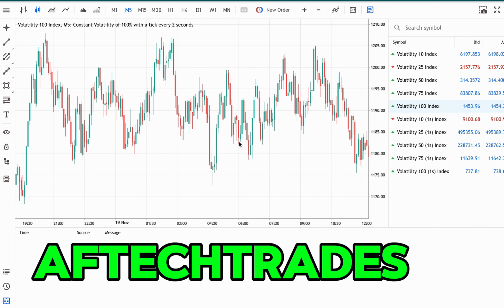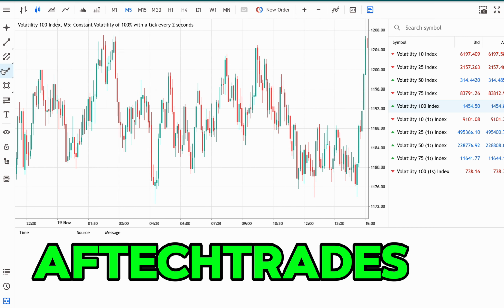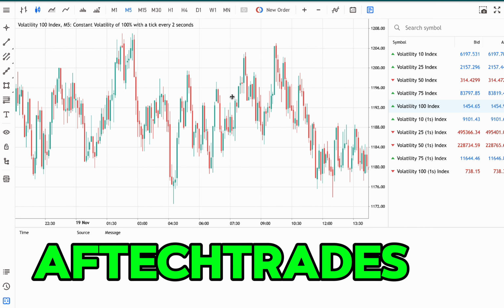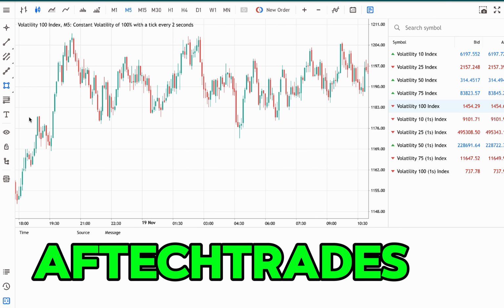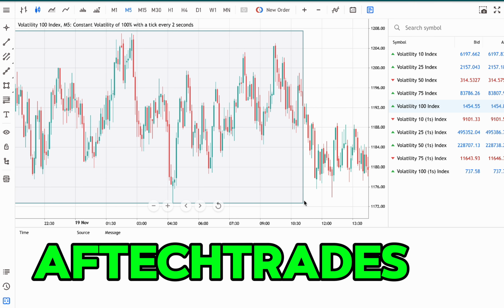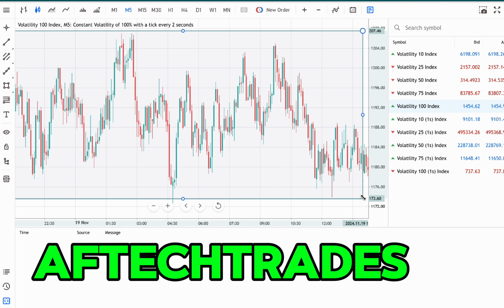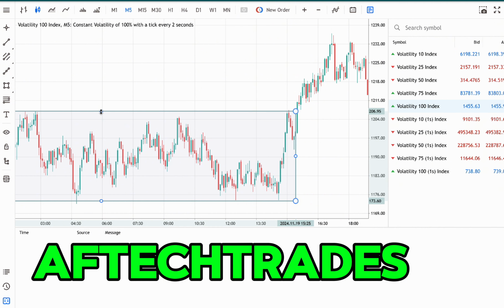You can see here is kind of ranging. This zone is a ranging zone. So in ranging zones, what we do is we wait for a breakout. After the breakout, then we take either a short or a long position. This is another strategy that goes well with it. You keep dragging your square until you see a breakout.